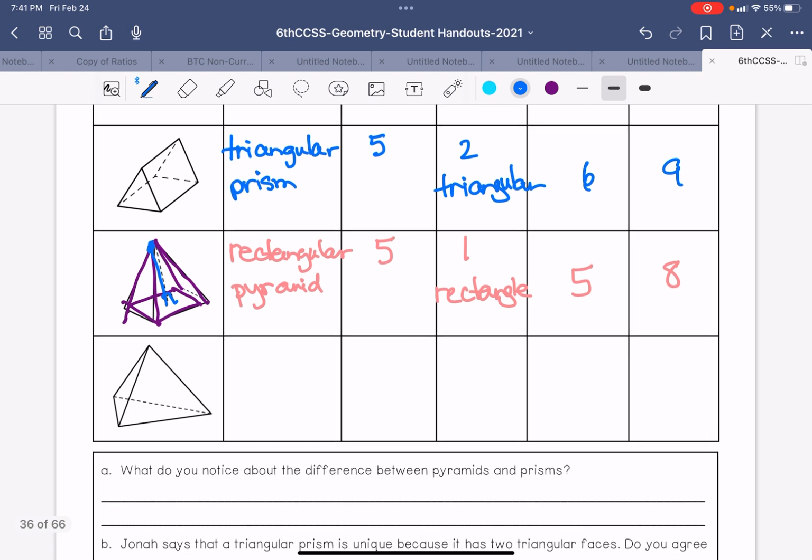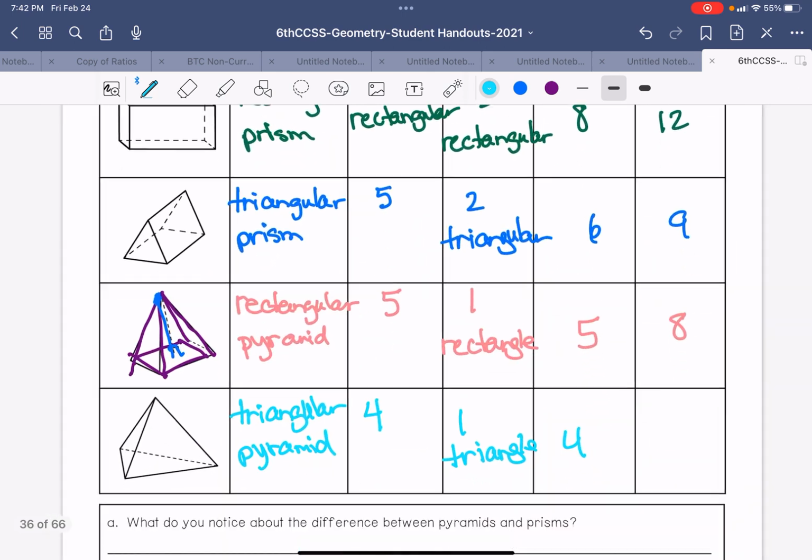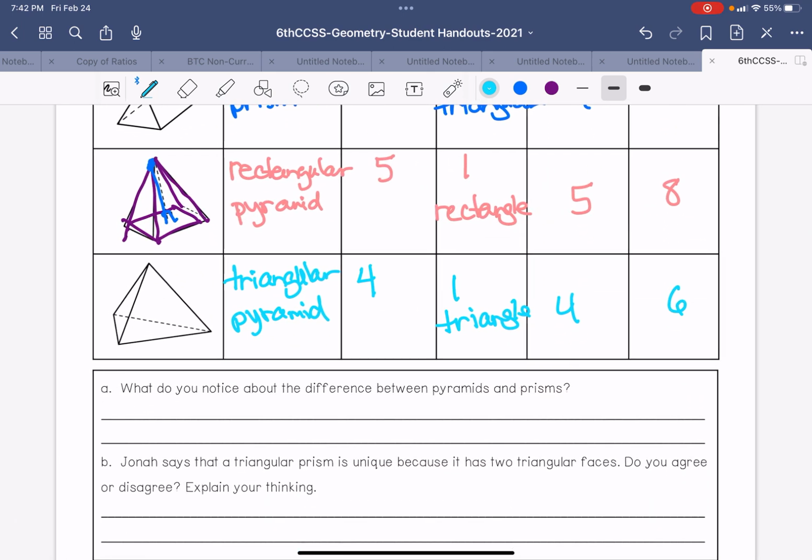Pause the video and see if you can name the last one. This is a triangular pyramid. It has 4 faces that are triangles. And of those 4 faces, one is the base and it is a triangle. That's why it's named a triangular pyramid. It has 4 vertices and it has 6 edges.